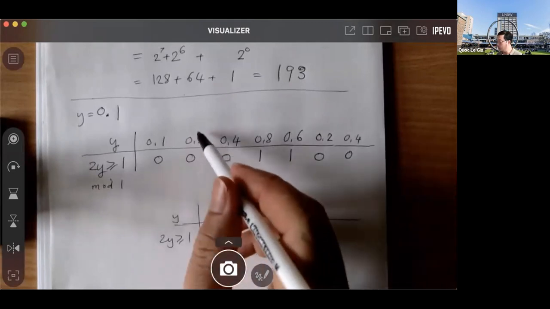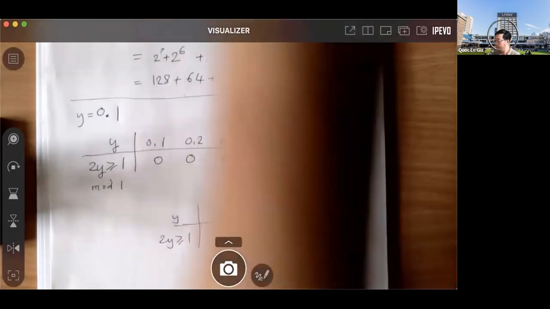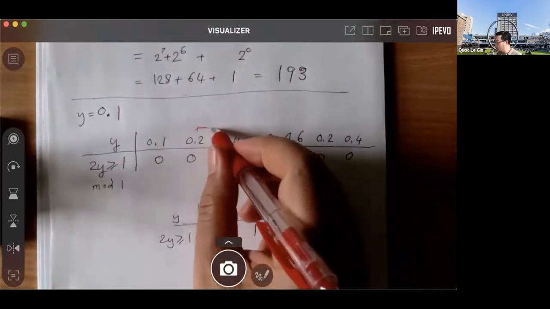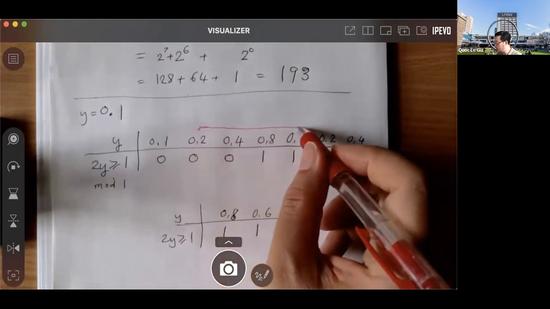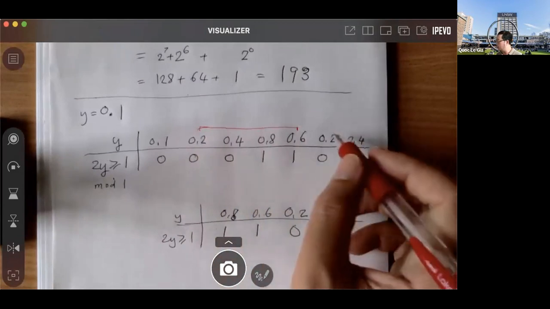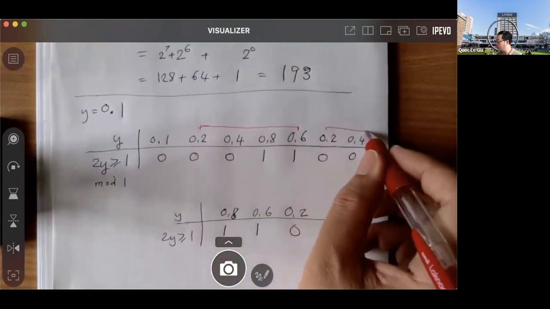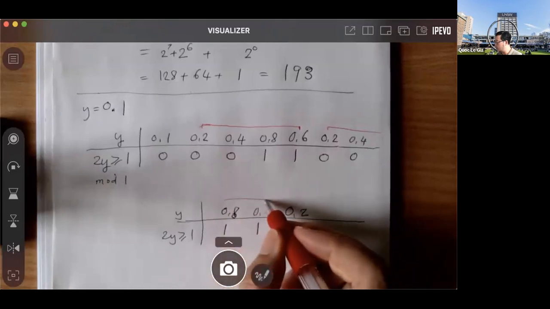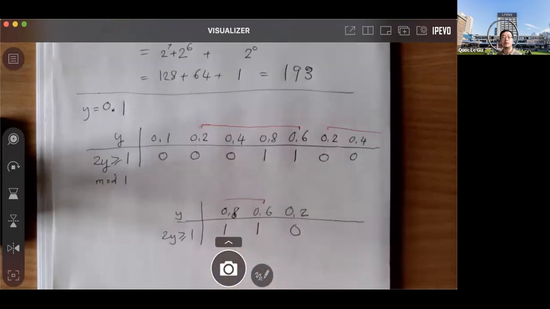So 0.2, 0.4, 0.8, 0.6, so it's like one cycle. And then this one is another cycle, 0.2, 0.4, 0.8, 0.6. So just keep repeating.